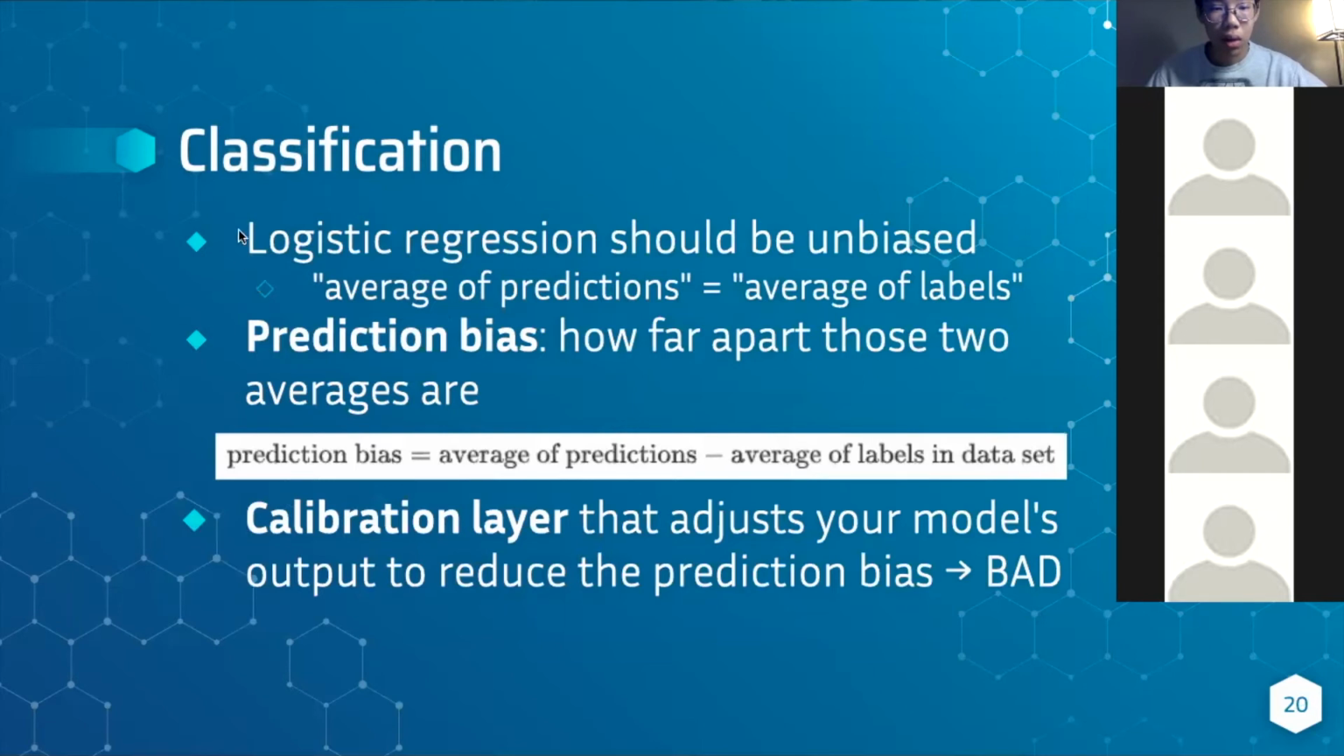Okay, so in classification, there is a prediction bias. This basically means how far apart the 2 averages are. The averages come from our predictions and our labels. So after we calculate the bias, we can identify whether our data set has a problem or our data set is okay.